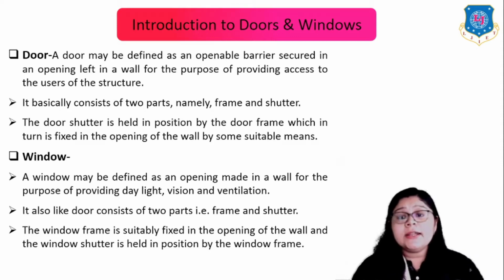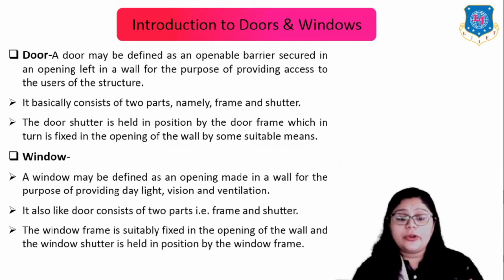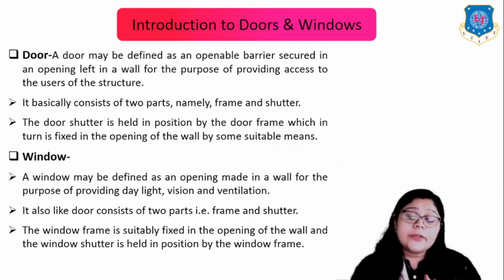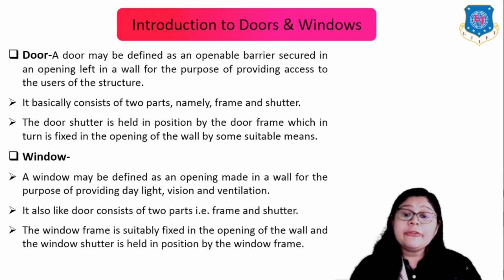So we can say it generally consists of two parts, namely the frame and the shutter, where the door shutter is held in position by the door frame, which in turn is fixed in the opening of the wall by some suitable means. While I talk about the window, we can define it as an opening made in a wall for the purpose of providing daylight, vision and ventilation.